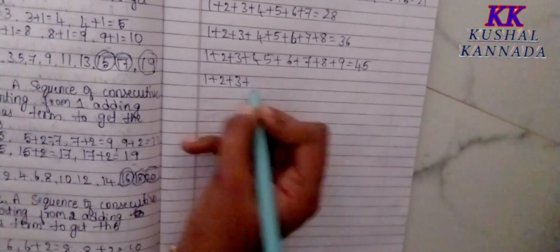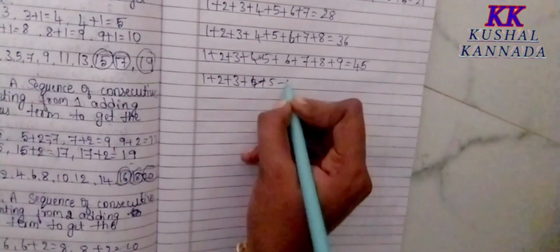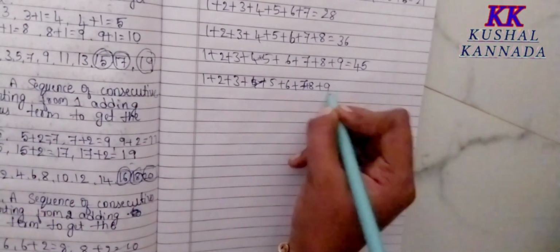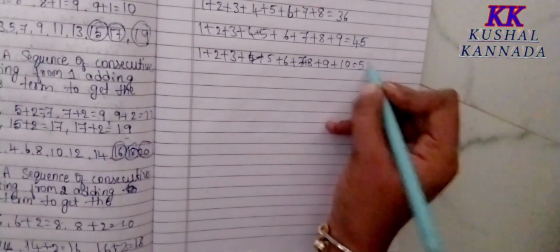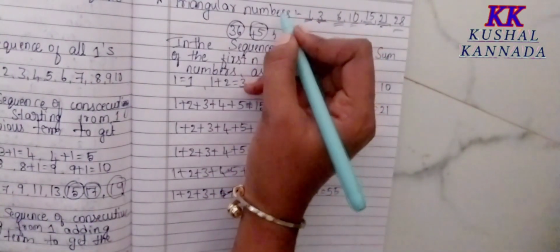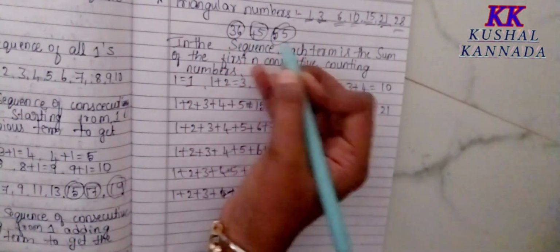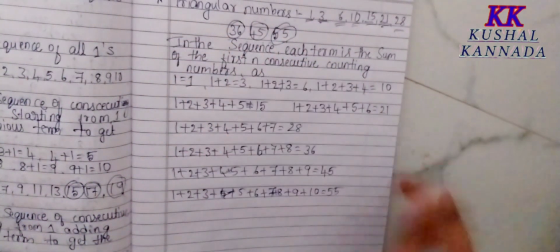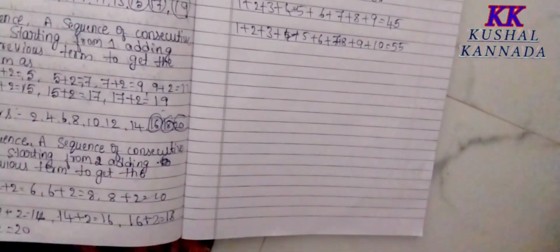1 plus 2 plus 3 plus 4 plus 5 plus 6 plus 7 plus 8 plus 9 plus 10 is equal to, what is the next number? 55. 55 is next. 36, 45, 55 is the triangular number sequence. Next 3 numbers. This is all. Okay. Next sequence.